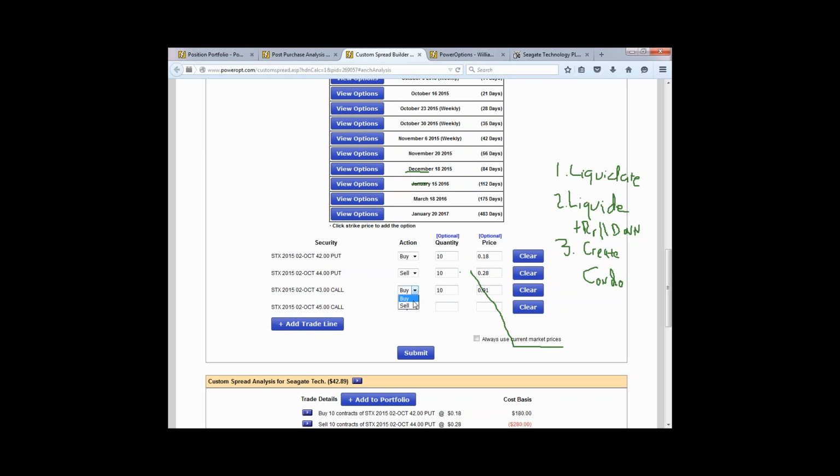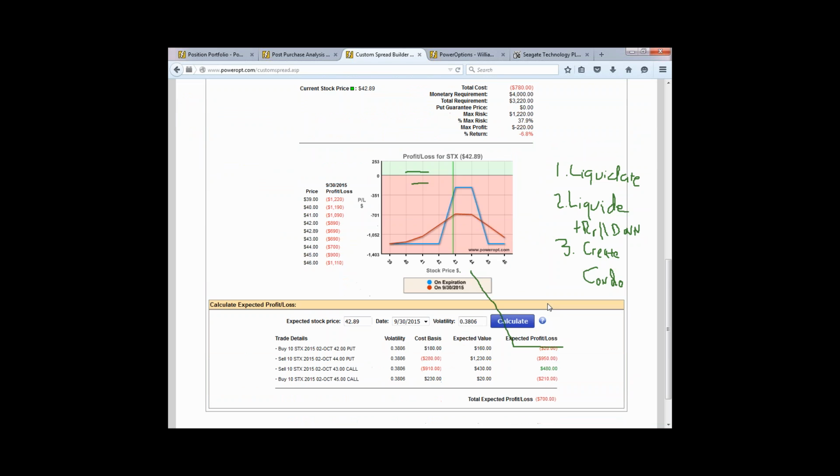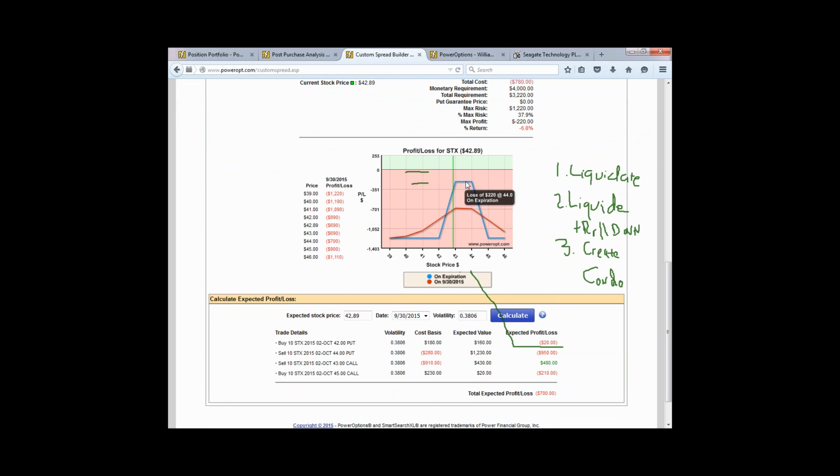All right, so we want to sell the 43 call at 91, and we're going to buy the 45 at 23. Go ahead and submit that. This does not repair our position. In fact, in the best case scenario, we get locked into a loss of 220. We just don't have the premiums to do it because it's gone between the two strike prices.